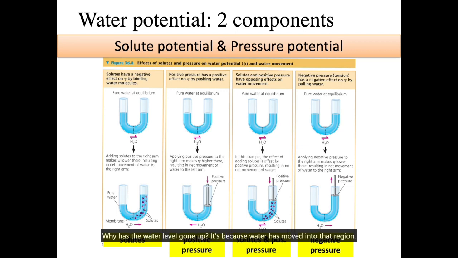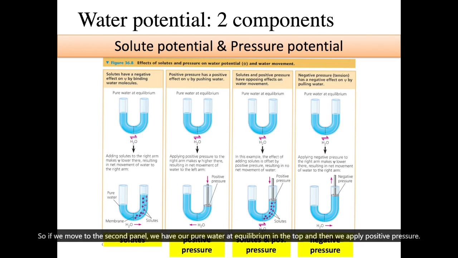Why has the water level gone up? It's because water has moved into that region. The system is increasing in entropy, and the system is having water potential drive this. So the water potential of a region with solutes is lower than the water potential without solutes. So pure water has a water potential of 0, and water with solutes in it has a water potential less than 0. So here you have the movement of water from 0 to the negative regions of water potential, the region with the solute, and that's why that water climbs. Okay, that's solute potential. Solutes decrease water potential.